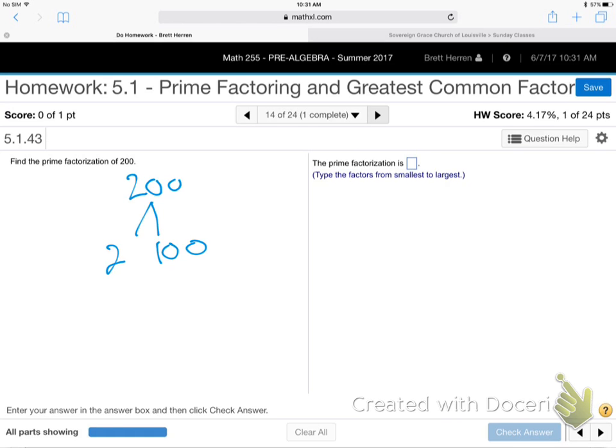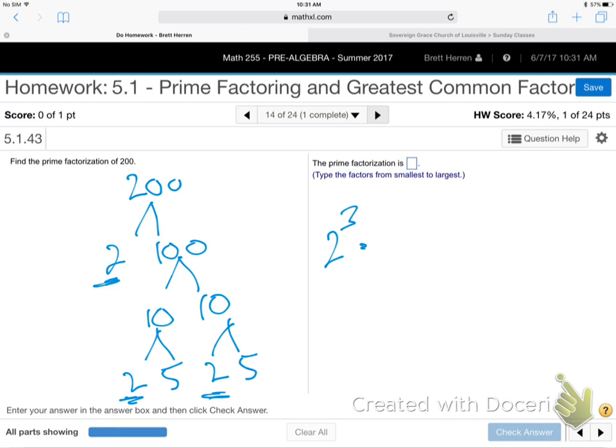All right, so keep going on that 100. 10 times 10. And the 10 is 2 times 5, 2 times 5. Times 5 squared. Good job, right? Because we have 1, 2, 3 2s and 2 5s.